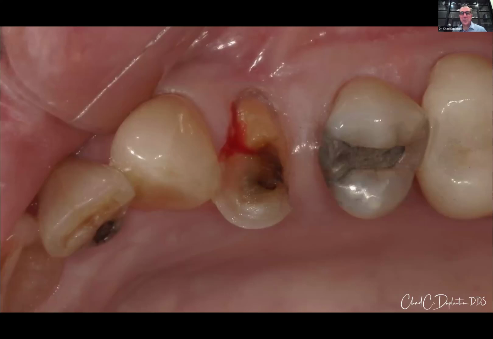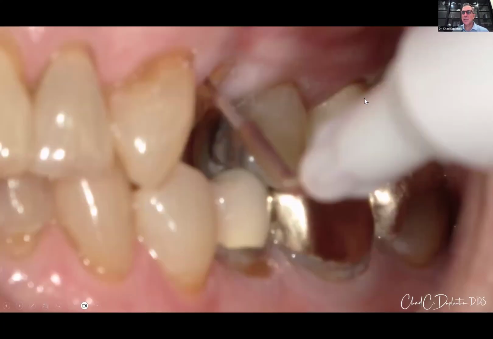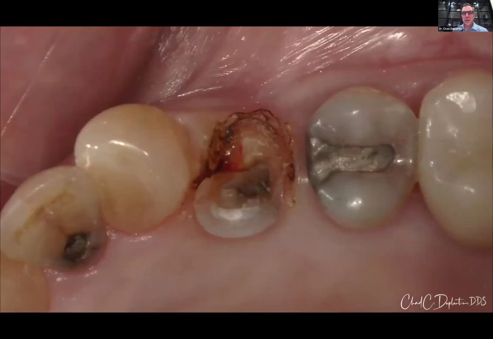So in this particular case, we went ahead and prepped this patient for a partial coverage restoration where I'm going to cover half of the palatal cusp and the entire facial cusp. We used our laser to remove the excess dental tissue. And here we see it's very charred at this point in time. Sometimes it looks very charred, other times it doesn't.